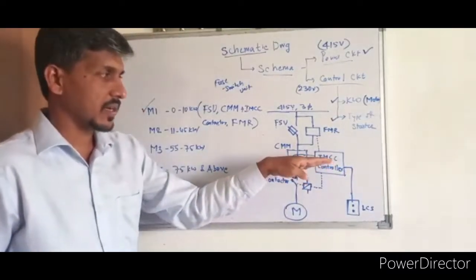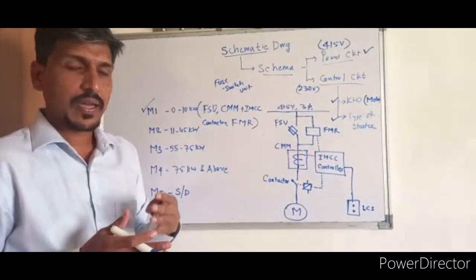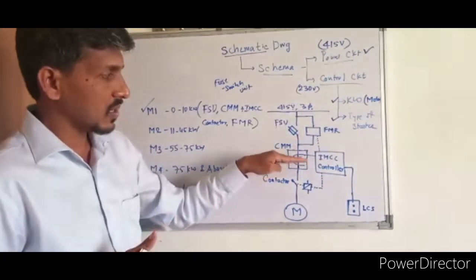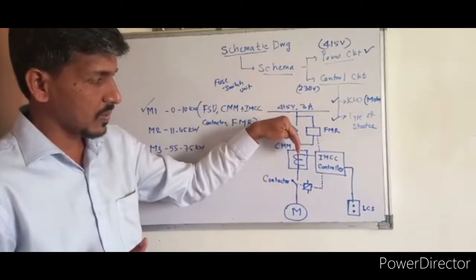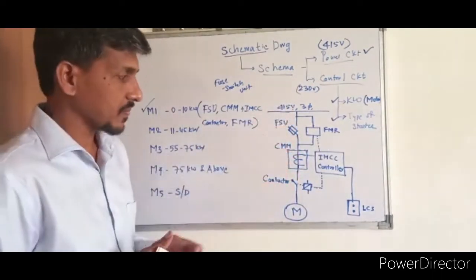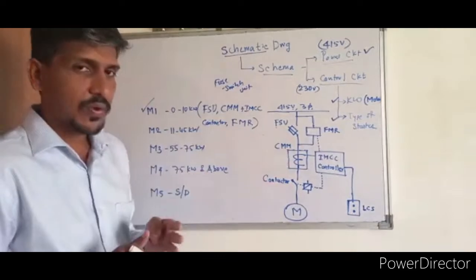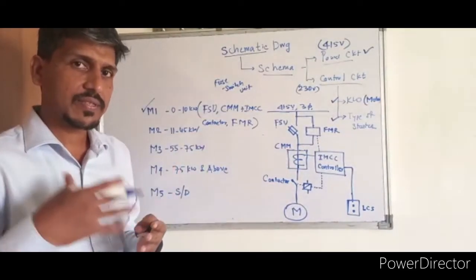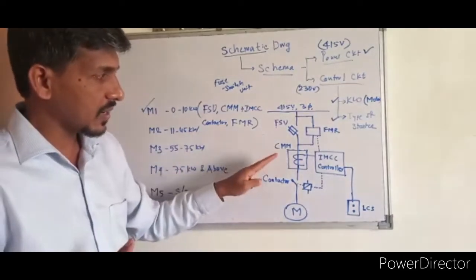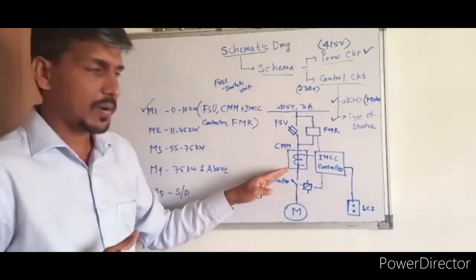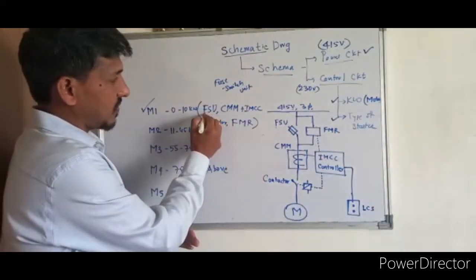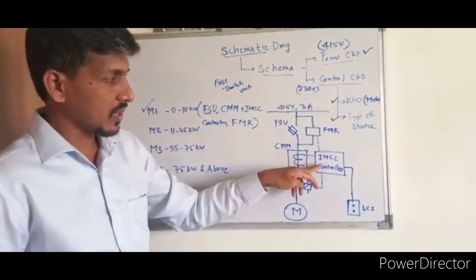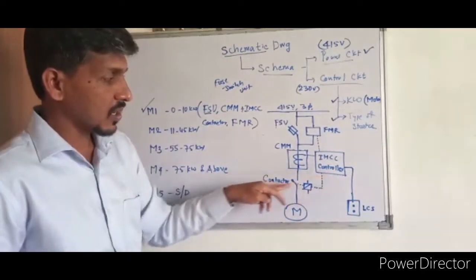Nowadays you may know that intelligent IMCCs are used. As compared to conventional, intelligent IMCCs are preferred more. So this is a single line diagram, or this is a schematic for an intelligent IMCC drawing. If you want to know the difference between a conventional IMCC and an intelligent IMCC, we can have a separate video on that. But right now, let's focus on the control schematic. So this is the FSU, used for short circuit protection, plus the CMM, the current measuring module, connected to the IMCC controller, and it is controlling your contactor.